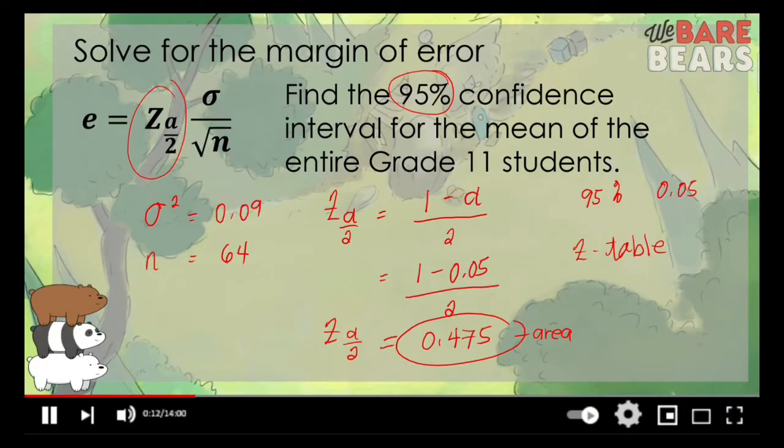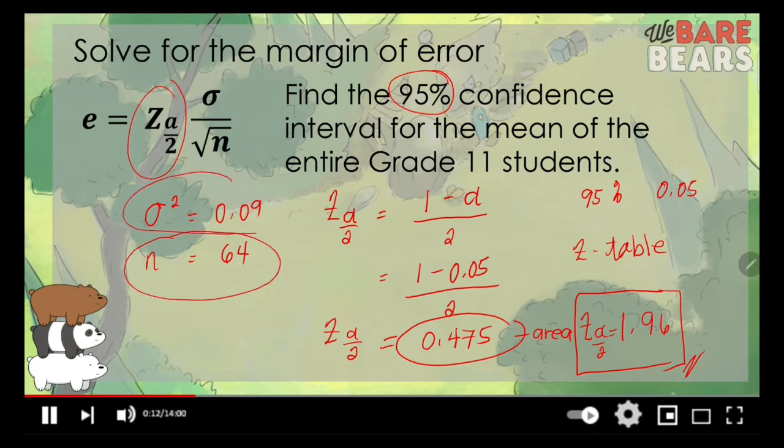Tayo ngayon dito sa ating situation. Ang nakuha natin na z-value ay 1.96. So, siya ang ating z-value sub alpha over 2. So, ready na po yung ating mga given. We have the z-value, the sample size, but we have here the variance. Ang kailangan natin sa formula ng margin of error ay population standard deviation.